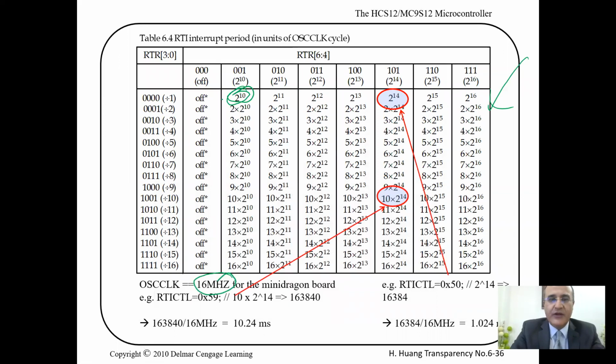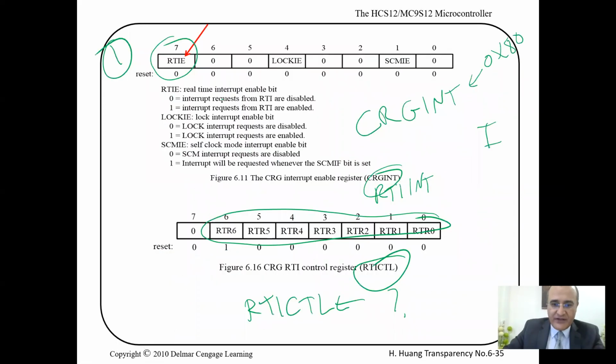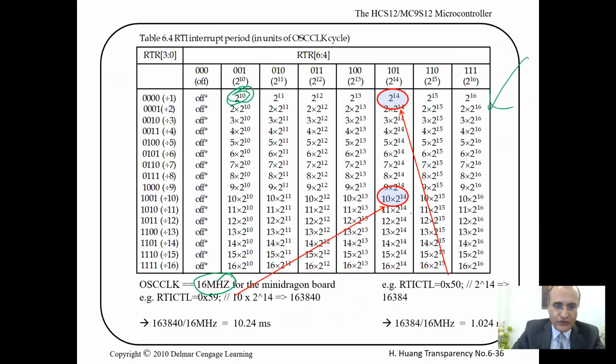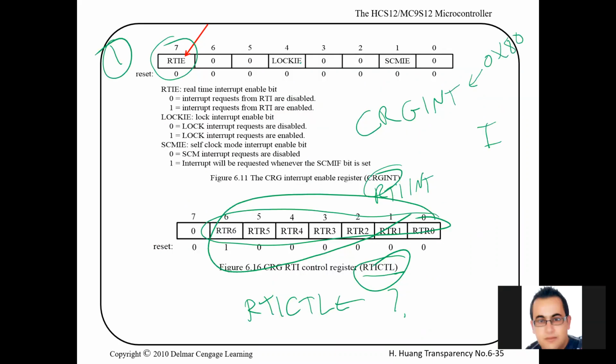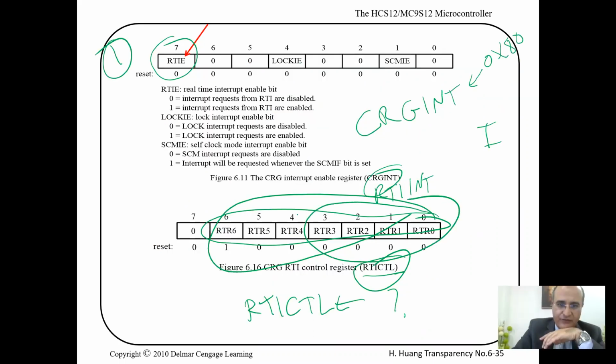So my bits for the RTI control register, these are the bits. These are the lower 3 bits, and these are the higher 4 bits. These are bits 0 to 3, then these are bits 4 to 6.